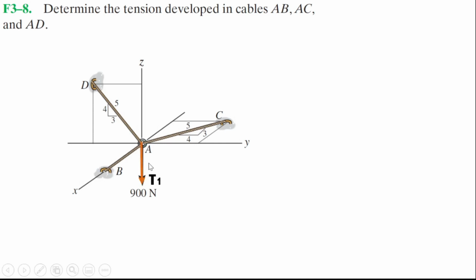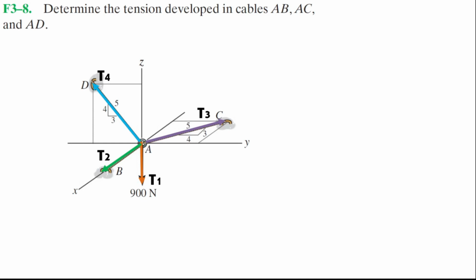I will call this T1, and the direction of that is going down. This is now my T2, and that is along positive X. This is now my T3, so that is along positive Y but negative X. And this is my T4, that is along negative Y and positive Z. Now, since we already identified these forces and we have forces that are in between octants, that is T3 and T4, we will now get their components.